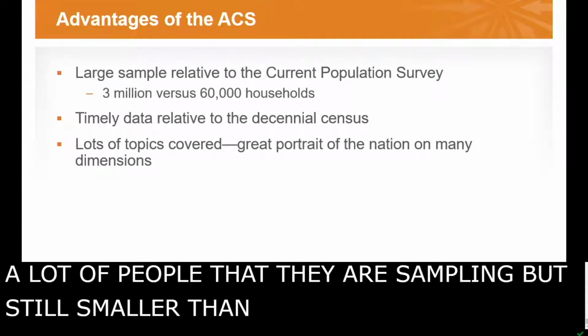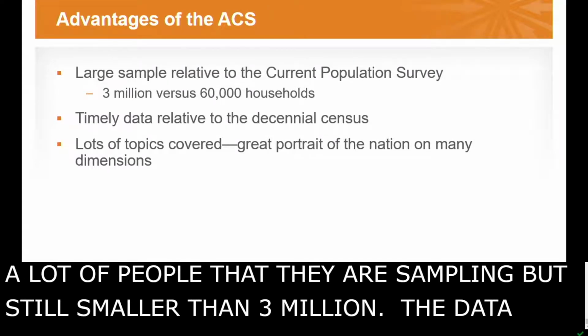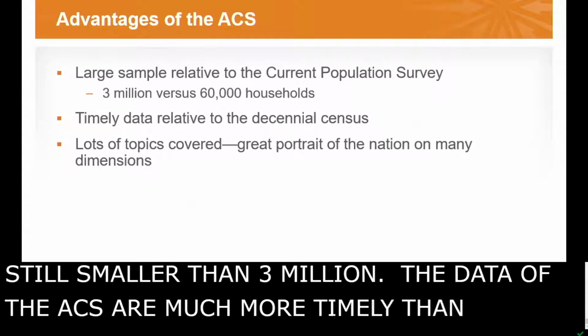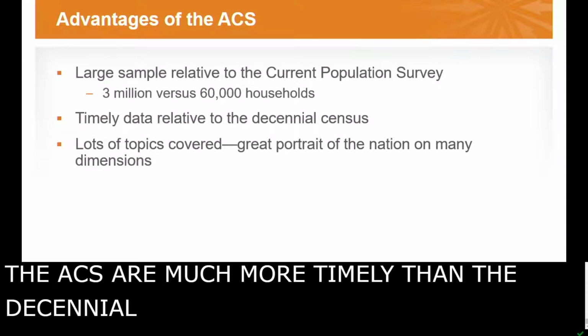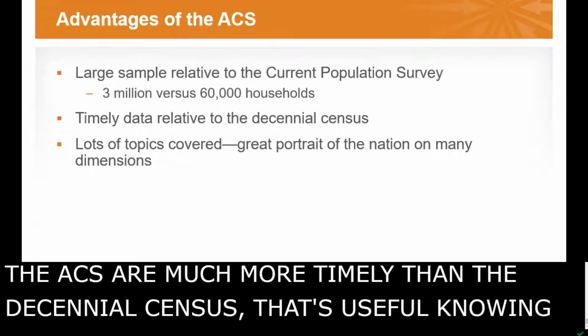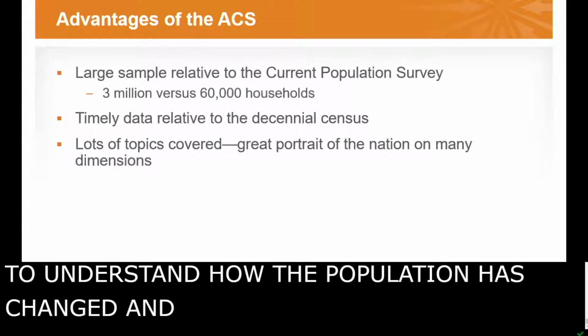The data of the ACS are much more timely than the decennial census, so that's useful, helping to understand how the population has changed in the meantime. And it covers all of those topics, lots of different stuff. It's a really great portrait of our nation on many different dimensions.